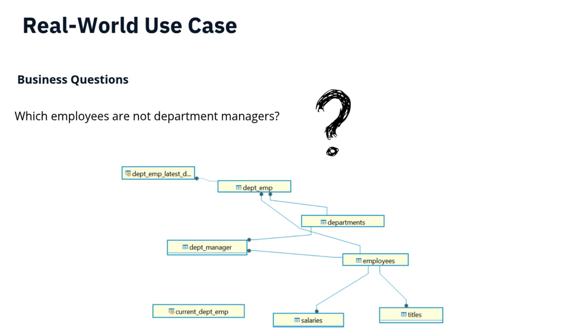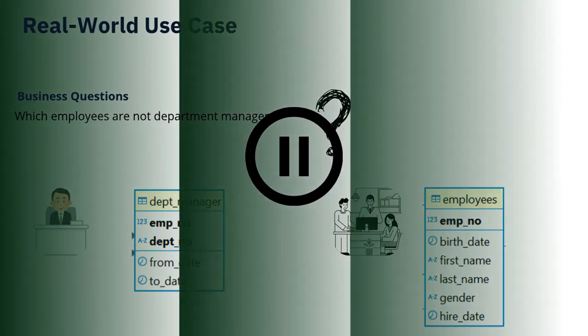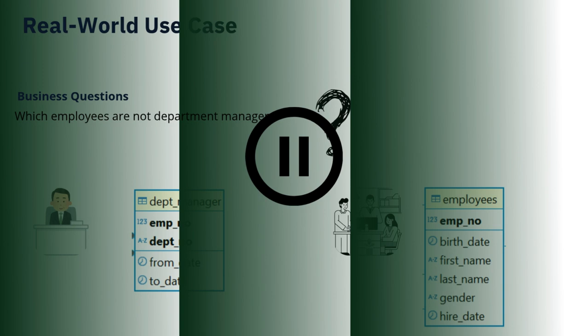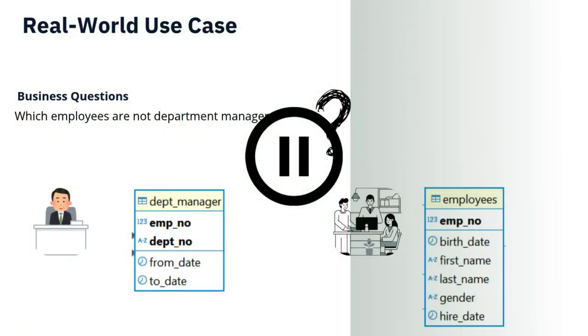Now let's move on to the real-world example. Using our employee database, we have a business question. Which employees have never been department managers? If you haven't seen our introductory database overview yet, pause here and check that out. It will help this part make a lot more sense.